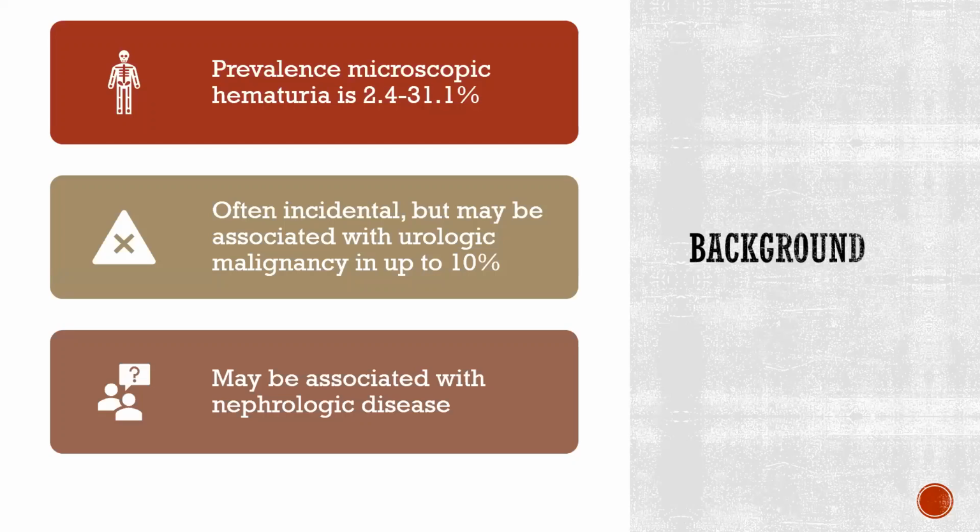So just as a bit of background, microscopic hematuria is common, quite a big range there depending on where this has been looked at and what studies. It can often be incidentally discovered, but can be associated with urologic malignancy in many cases, so 10% of cases. But certain patients, such as males, for example, have a much higher risk of having a urologic disease requiring intervention or malignancy. And they can also be associated with primary nephrologic diseases and renal parenchymal diseases as well.